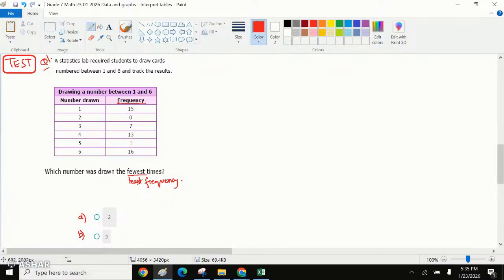Should it be card number 2 or card number 3? Let's look at the grid. Card number 3 was drawn by 7, whereas card number 2 was drawn by 0, right? So we are looking for the least or the fewest, right? Yes, thank you. That means the answer would be 2.